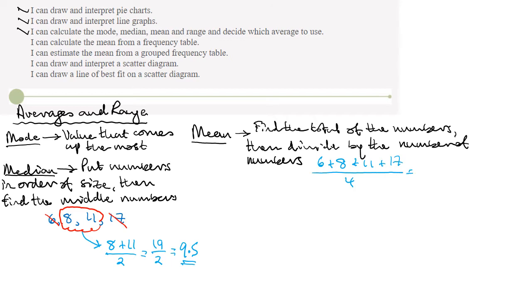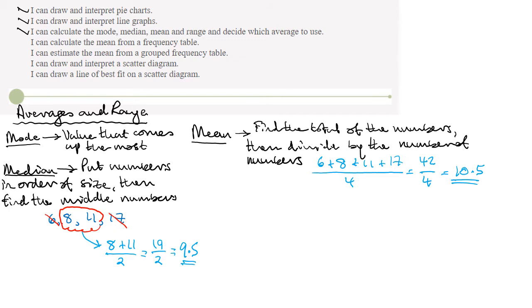Now when you do this type of question, write down what the total of the numbers is. Don't just do the whole thing on your calculator. So I'll write 6 plus 8 plus 11 plus 17, 42. So you'd write 42 over 4 before writing down the final answer. So don't just do it all in one step. And that gives me 10.5. So for the example I've got, the mean is 10.5.